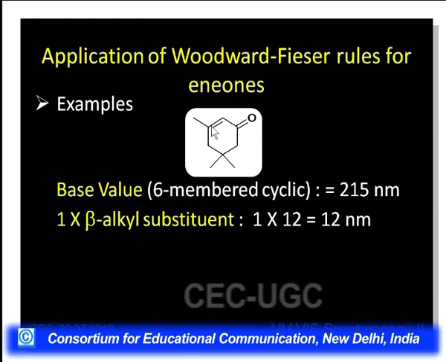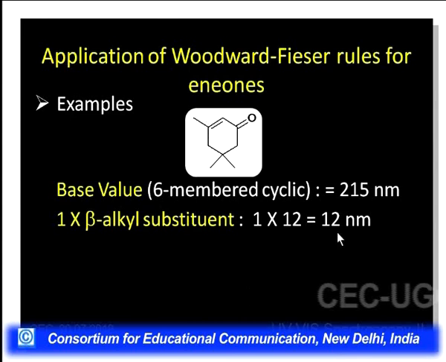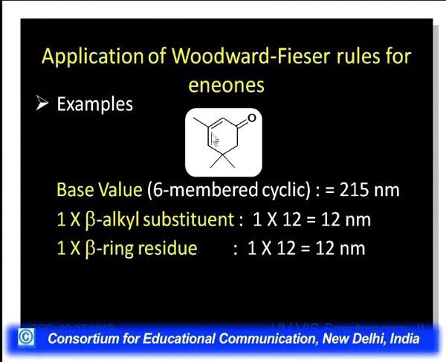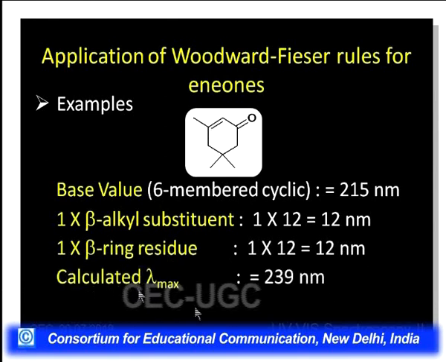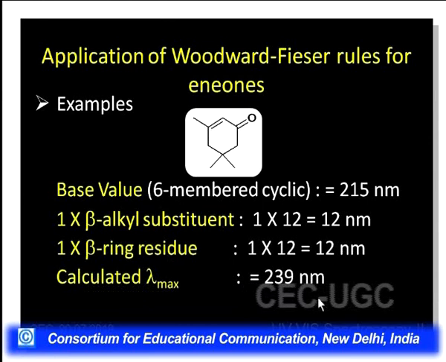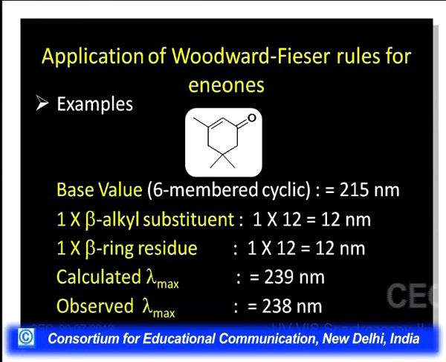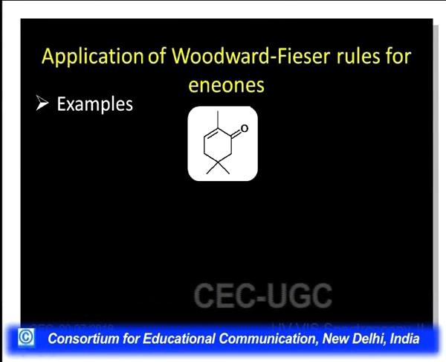On beta position there is 1 alkyl substituent, so the value is 12 here, and at beta itself there is a ring residue, so again 12. We find that the value comes out to be 239 nanometers. Observed happens to be 238, which is fairly close. Now yet another example here.